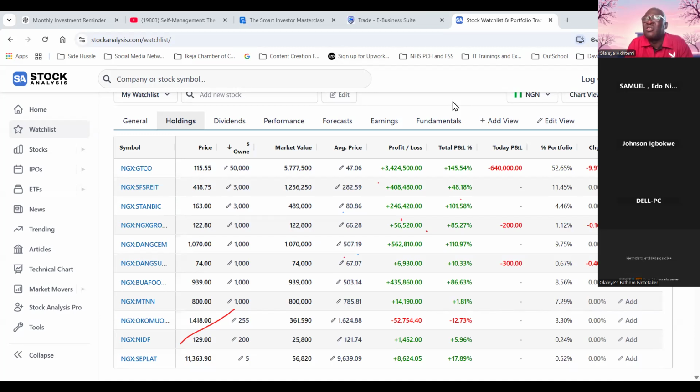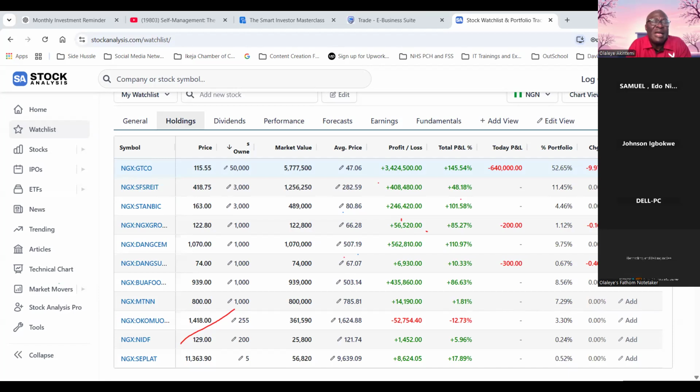This is just me. Somebody else might say, oh, that's not important. You know, it's okay. But this is just me. I like to see round figures. It makes it look decent to me. I can look at Gitco and say, yes, I have 5,000 units. Oh, SFS REIT, I have 3,000 units.